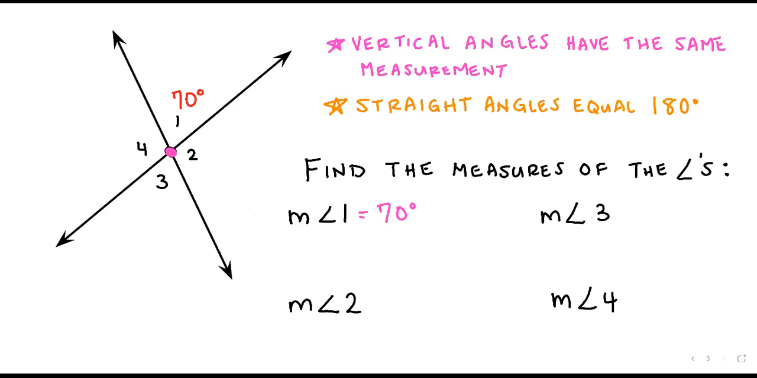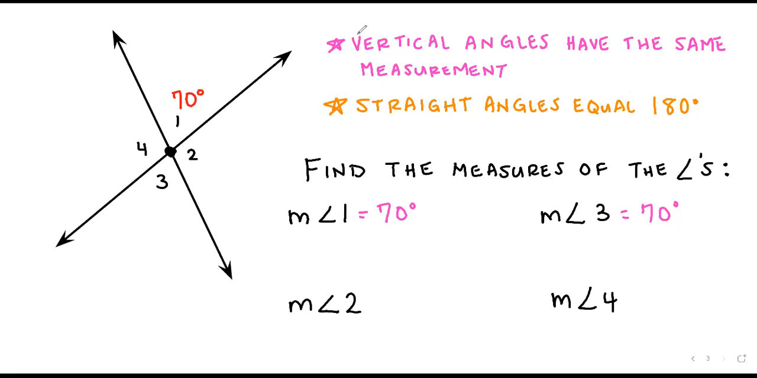Yeah. Sure. So if the measurement of angle 1 is 70, that means that the measurement of angle 3 is also 70 degrees. So you can use your information about vertical angles to know that vertical angles are equal to each other. Now, we also know that straight angles equal 180 degrees. Every time you see a straight line, it has to equal 180 degrees.